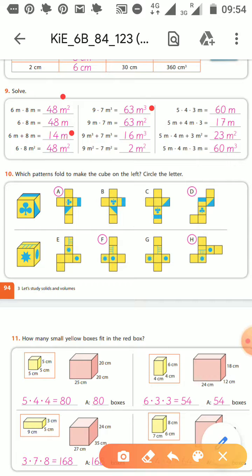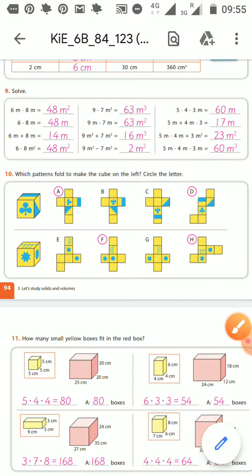Okay. So easy first one, 6 meters times 8 meters is 48 meters squared. All right. But where it's plus, you wouldn't use squared, would you, on this one here? Okay. Because it's 6 plus 8 is 14.